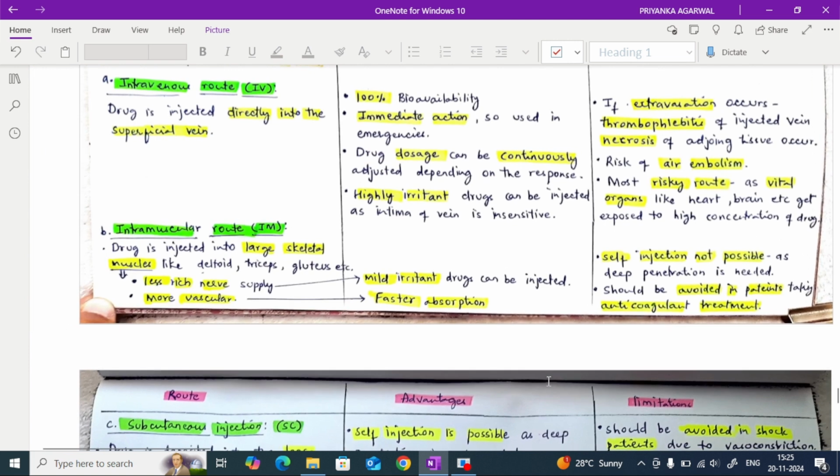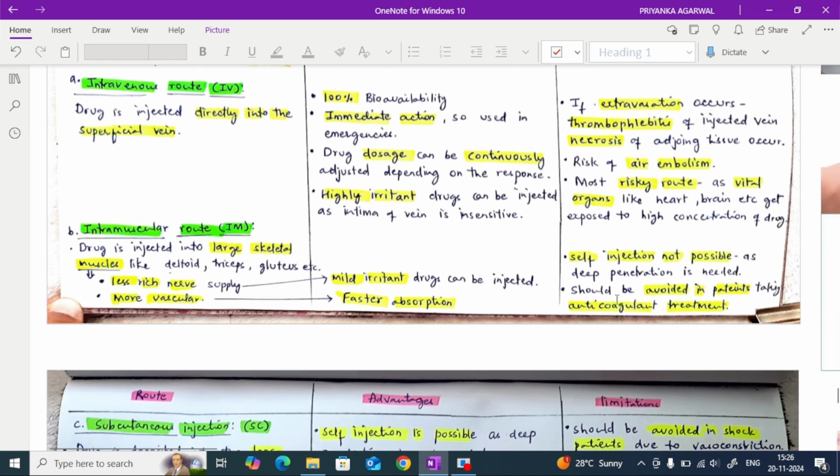These skeletal muscles have characteristics like less nerve supply and more vascularity. These two characteristics give advantages like mild irritant drugs can be injected because it has less nerve supply, right? So less irritation will be there. Mild irritant drugs can be injected and it has faster absorption. Here self-injection is not possible as deep penetration is needed, and it should be avoided in patients taking anticoagulant treatment. So make this note that this route should be avoided in patients taking anticoagulant treatment. So this is about the intramuscular route.